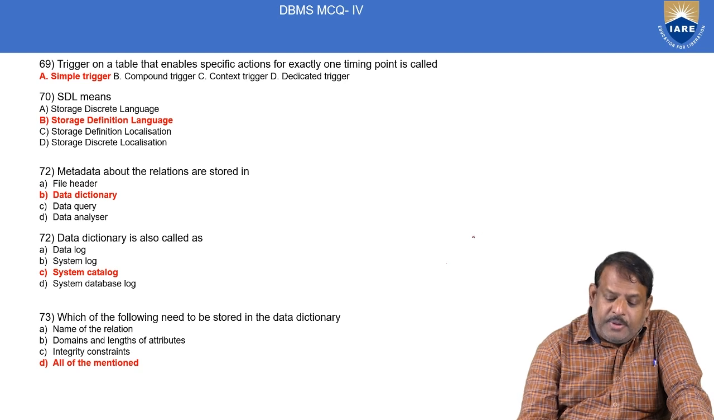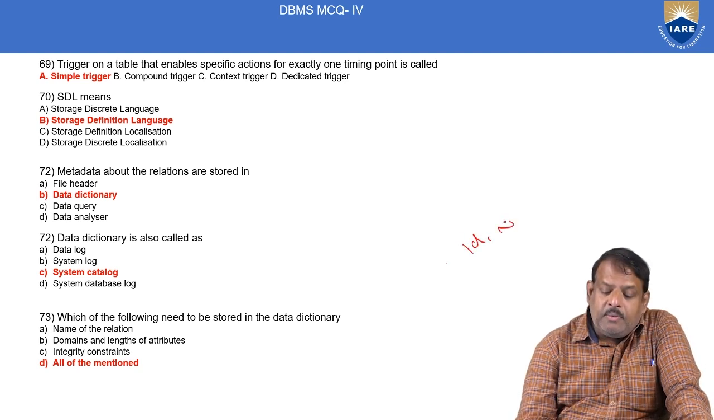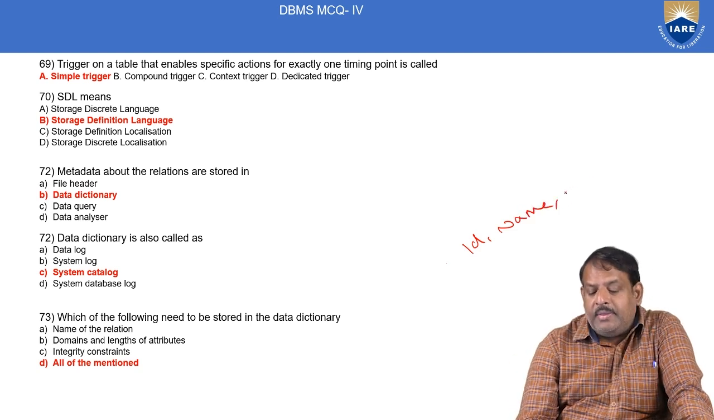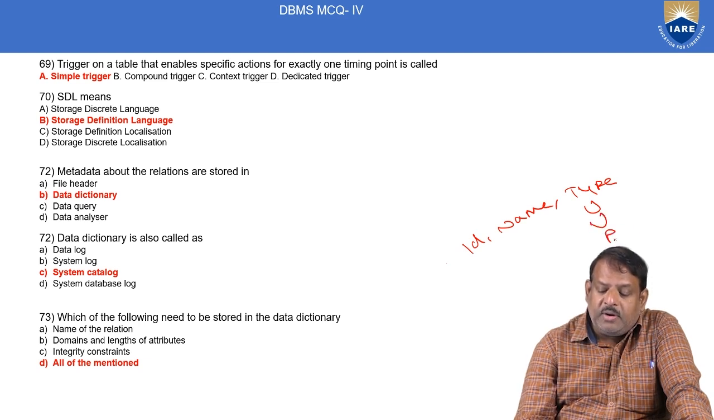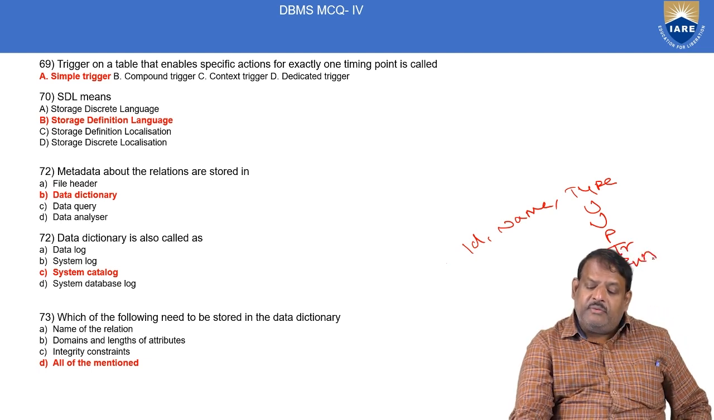In sys.objects, the columns would be the ID of the column, the name of the column, and its type. Here there is something called xtype or type. The type for a table will be U, for a view it will be V, for a stored procedure it will be P, for a trigger it will be TR, and for a function it will be F1, I think.